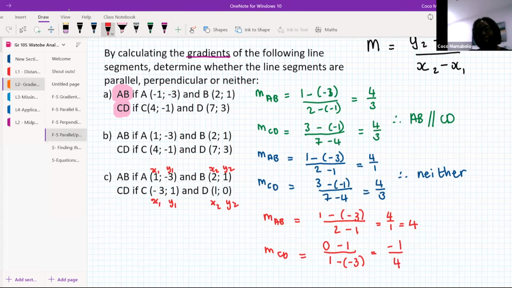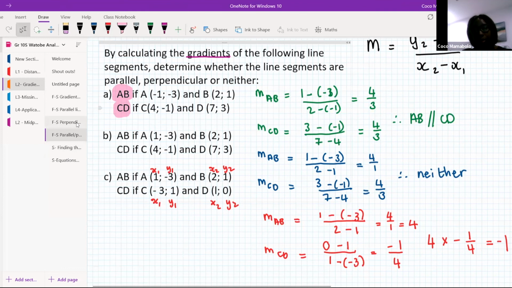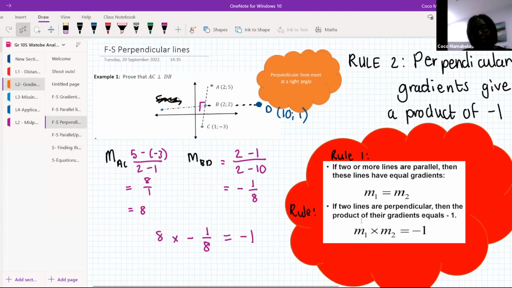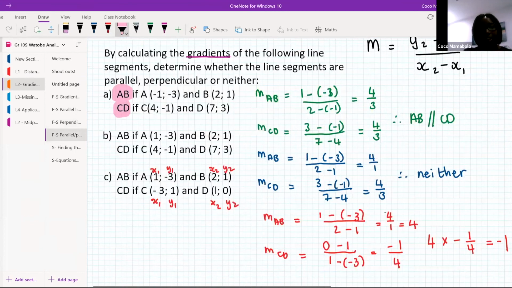Now, these answers are different, but they are multiplicative inverses of each other, and they're additive inverses. If I take 4 and multiply it by -1 over 4, the answer I'm going to get is -1. And rule number 2 says if I multiply the two of them and get -1, that means they are perpendicular. That's how we're all getting the answer that they are perpendicular.